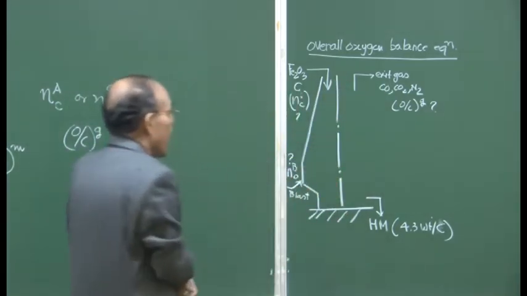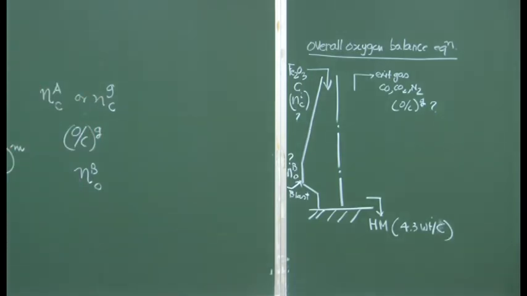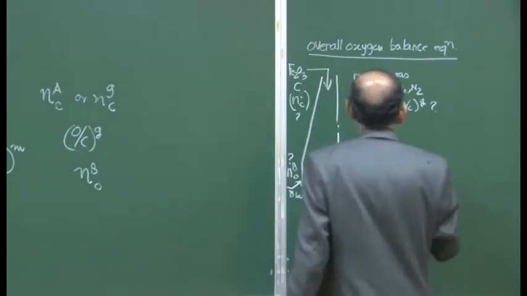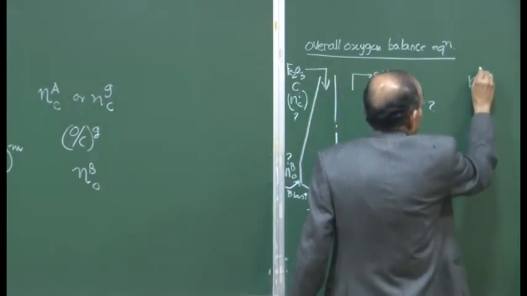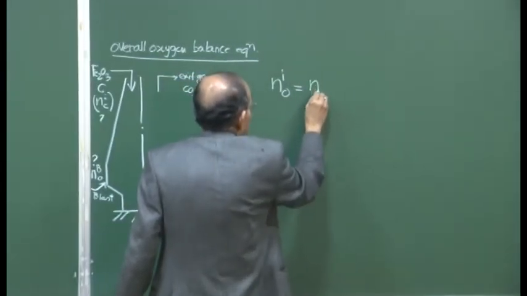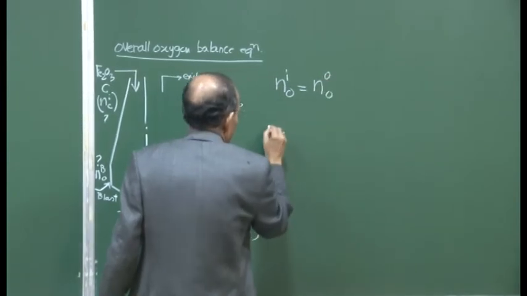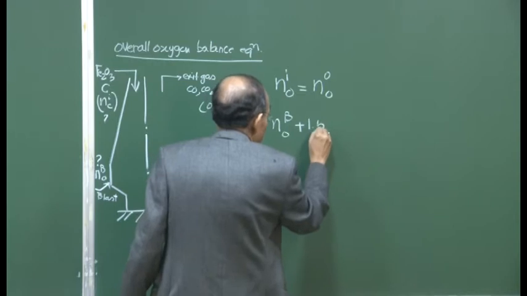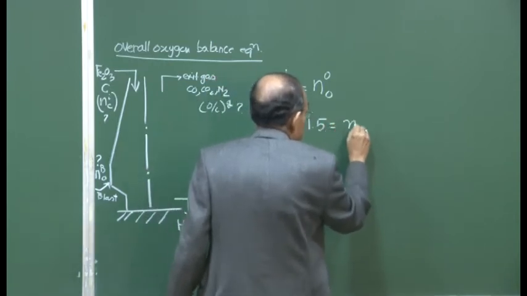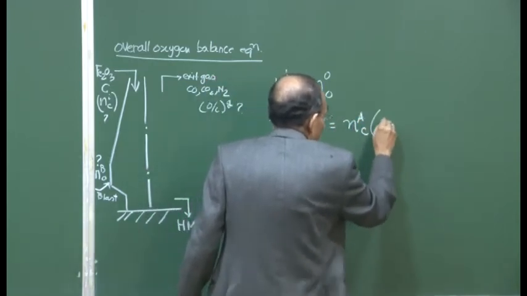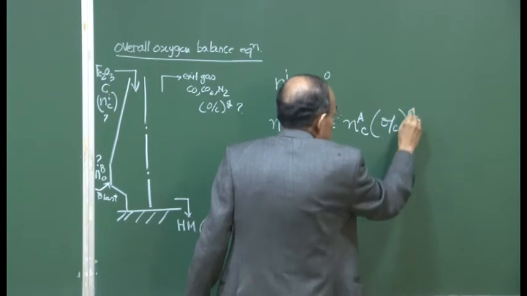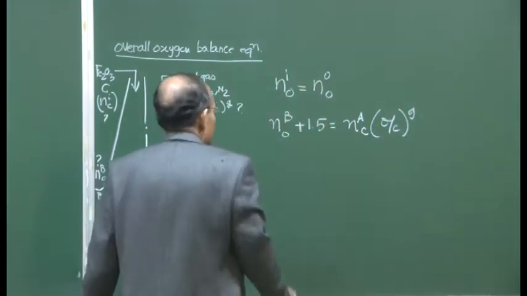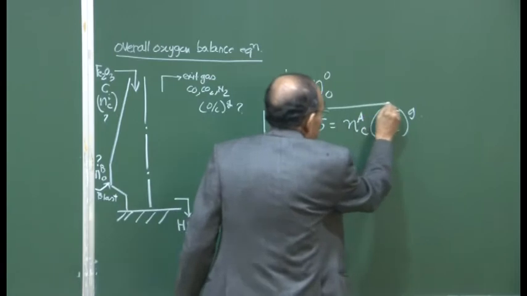an explanation under which the oxygen balance equation will be written, okay? And therefore, I can write input of oxygen is equal to output of oxygen under steady state condition, and therefore I will write that NOB plus 1.5 is equal to NaC and O by C gas, as far as whatever I have shown. So this is my overall oxygen balance equation.